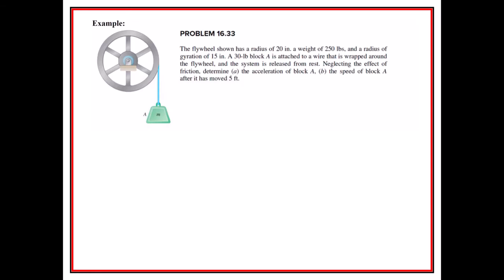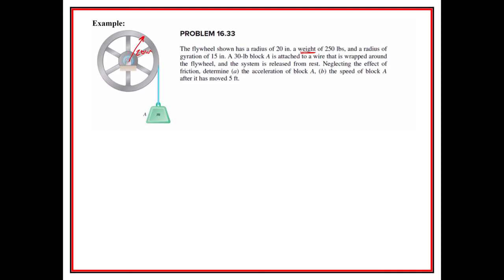All right, so here's a problem for class 20, the first example problem applying Newton's second law to a rigid body. The flywheel shown has a radius of 20 inches and a weight, emphasize weight, of 250 pounds and a radius of gyration of 15 inches. A 30-pound block is attached to the wire that's wrapped around the flywheel, right?